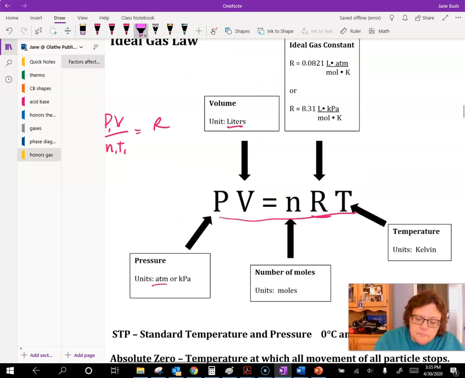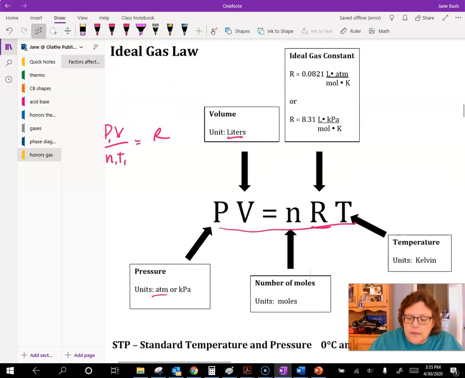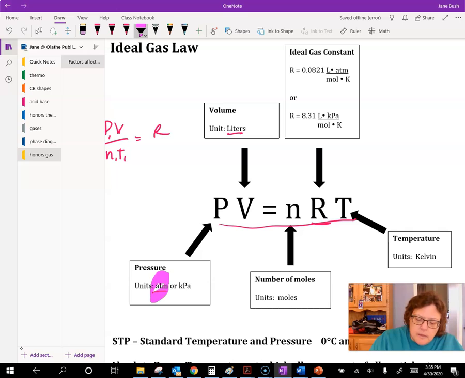All right. Pressure, moles, Kelvin, you've got all that. Here we go. If we're using atmospheres, that's the R value to use.